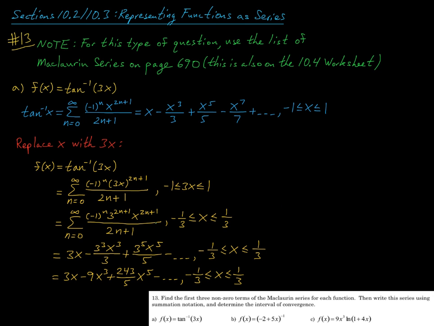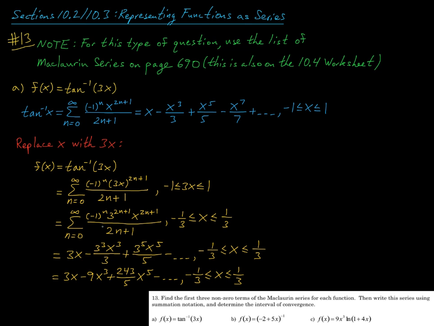All right, so let's break down this expression that we're summing as follows. I have a (-1)^n, then I have a 3^(2n+1), and then an x^(2n+1), and we're dividing by 2n plus 1. And this condition on x now, by dividing through by 3, I get that x is greater than or equal to -1/3 and less than or equal to +1/3.